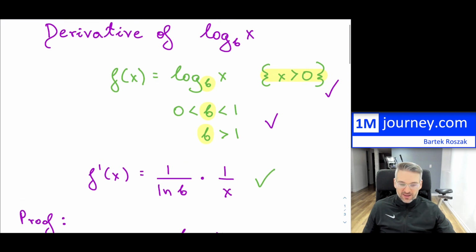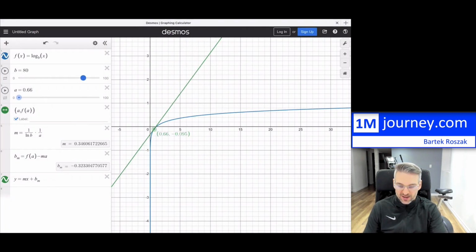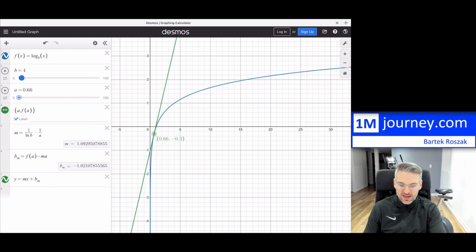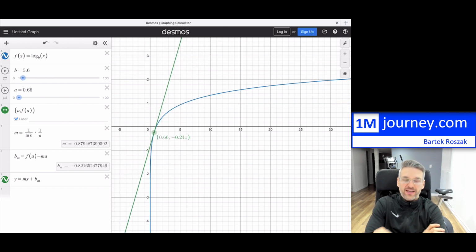All right, so thanks for watching, and now you know what the derivative is of a general log function with any base. And of course, the base has to be between 0 and 1 or greater than 1. That's what you would have within here. And notice I can now change this, it changes the graph ever so slightly with changing the b, but our slope is still there.